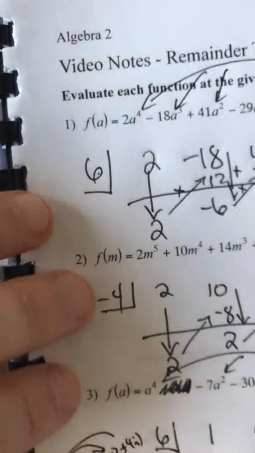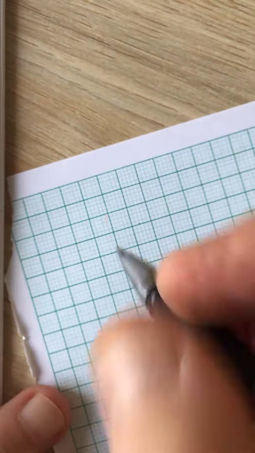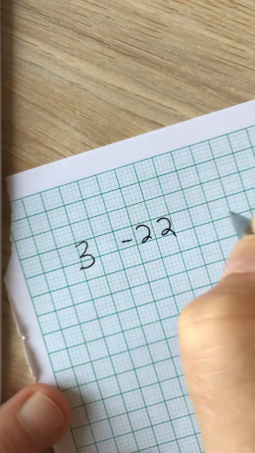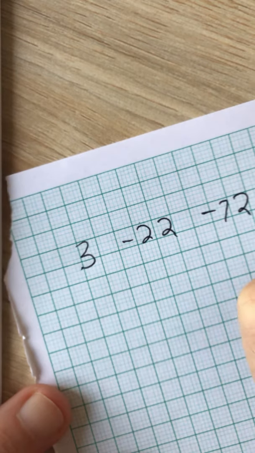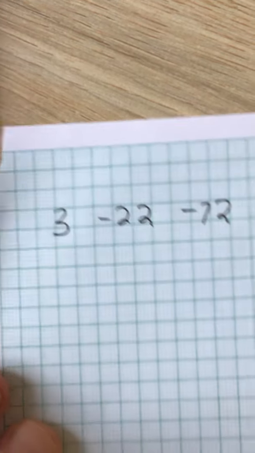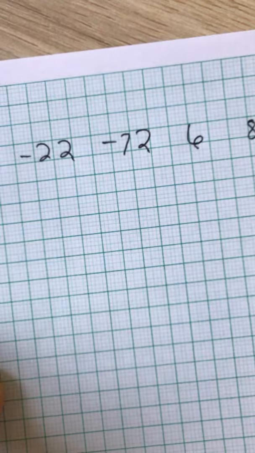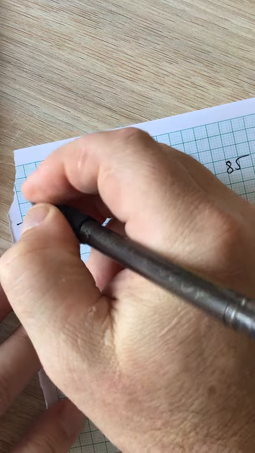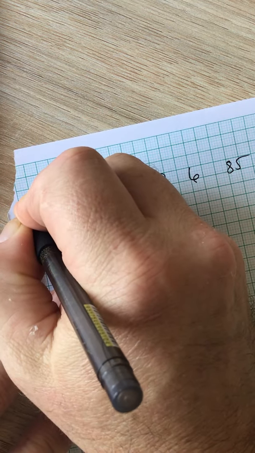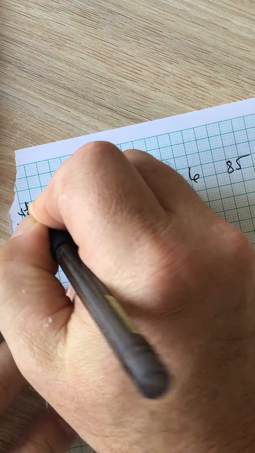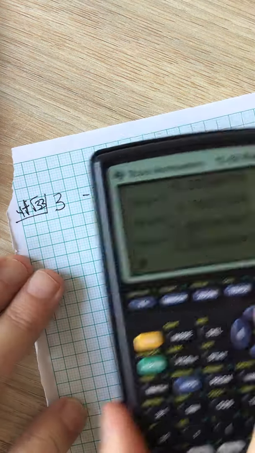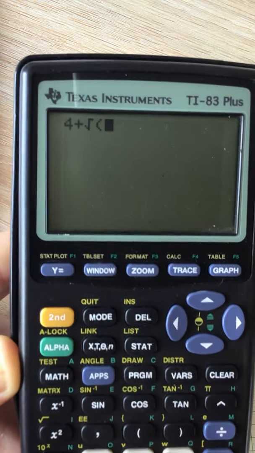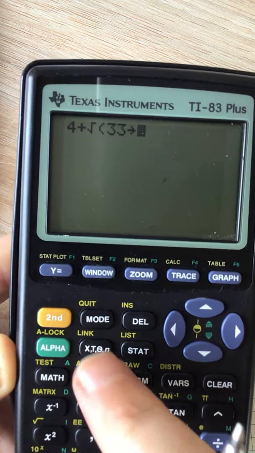Goodness. So we have 3, negative 22, negative 72, 6, and 85. Okay, I can't even really use what I had before because I have to store those numbers. One of the given zeros was 4 plus root 33. Okay, we used our calculator, so I'm still going to do that. I'm going to take the 4 plus root 33 and store it in X.